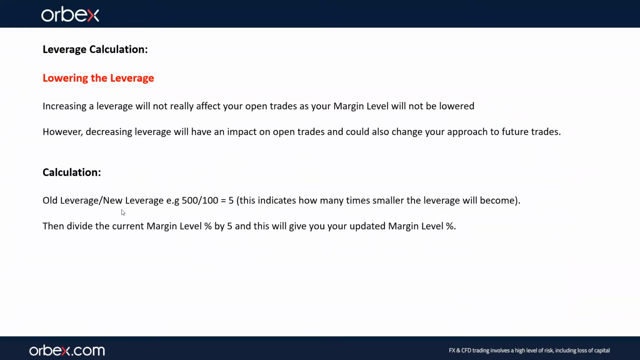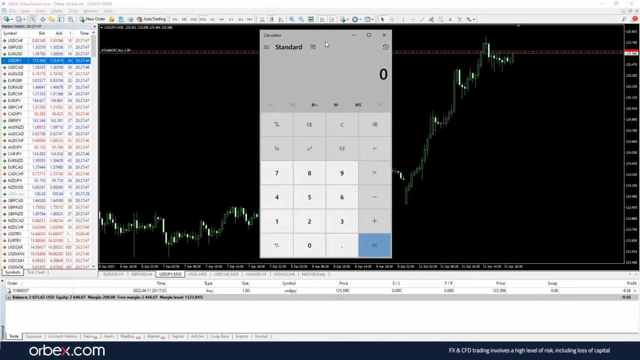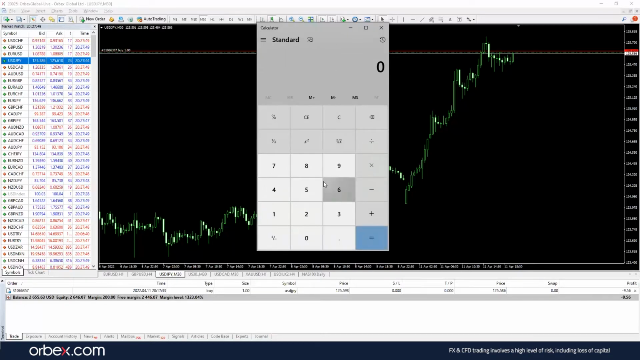So we've got old leverage divided by the new leverage. Let's just give an example here. My current leverage is 1 to 500. I want to lower it to 1 to 100. So this means it's 5 times smaller. This indicates how much smaller my leverage will become. Then we divide the current margin level by 5, and this will give my updated margin level. Let's just see that live, because I don't want to confuse anything. At the moment, my current leverage is 500, and I want to lower it to 100.